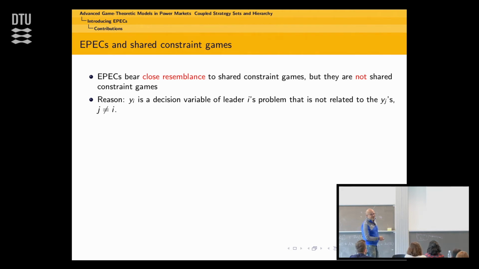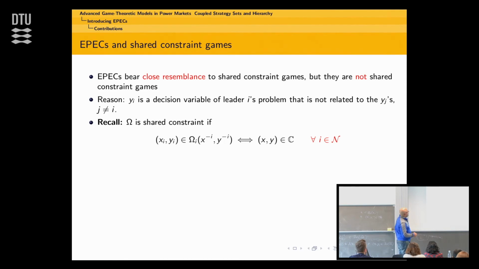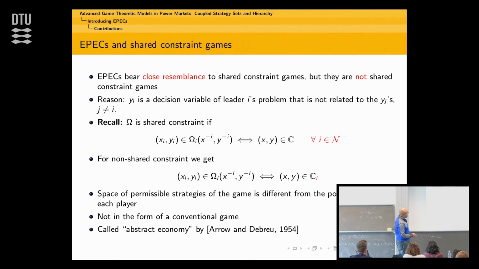So if you're looking at research questions, EPECs bear close resemblance to shared constraint games, but they're not shared constraints. The reason is, and this goes to the point you made, yi is a decision variable of leader i's problem. It's not related to yj's, right? Now, omega is a shared constraint if we have this holding, but that doesn't hold, right? For non-shared constraints, we have that this holds, some c script i, right?